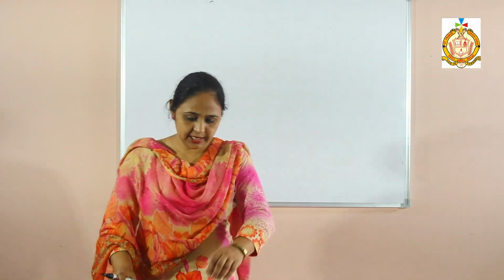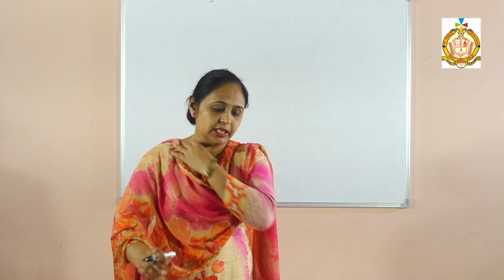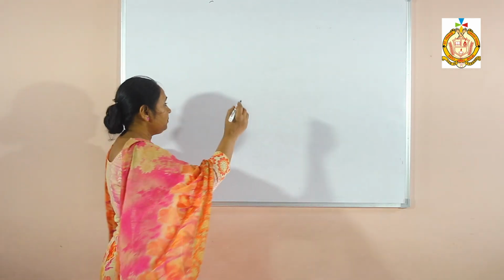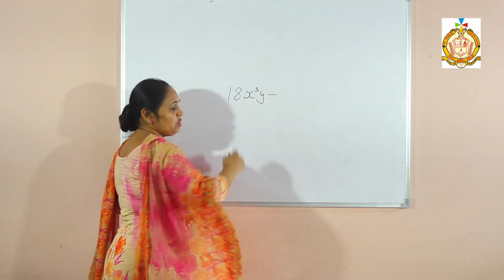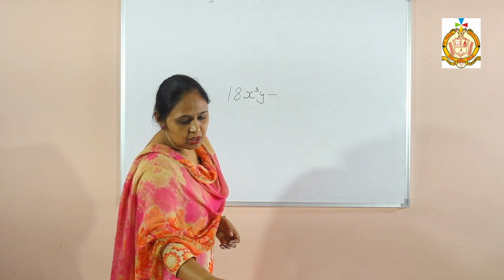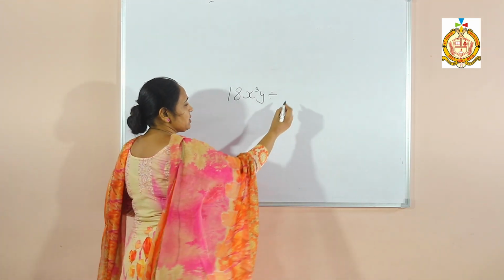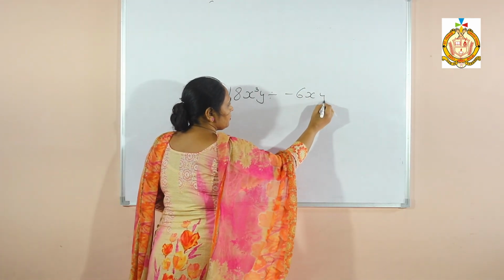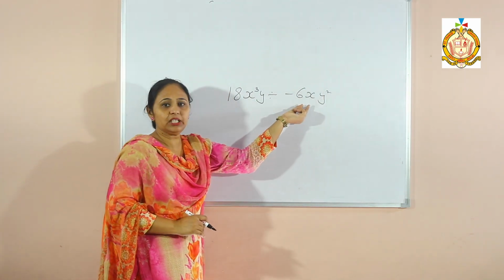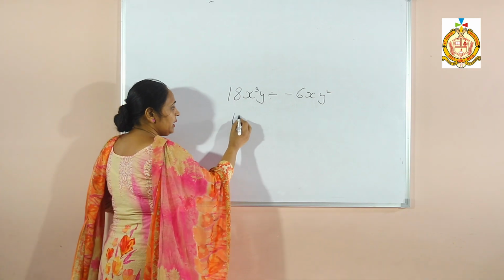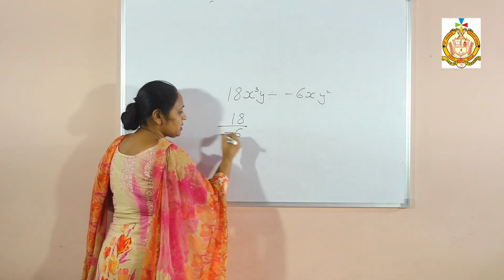In our exercise 11.3, the first sum, a simple division question, is given: 18x cubed y. Then we have to divide it by the term minus 6xy squared. This is our given statement. Now what to do? Number will divide with number. It means 18 will divide by minus 6.